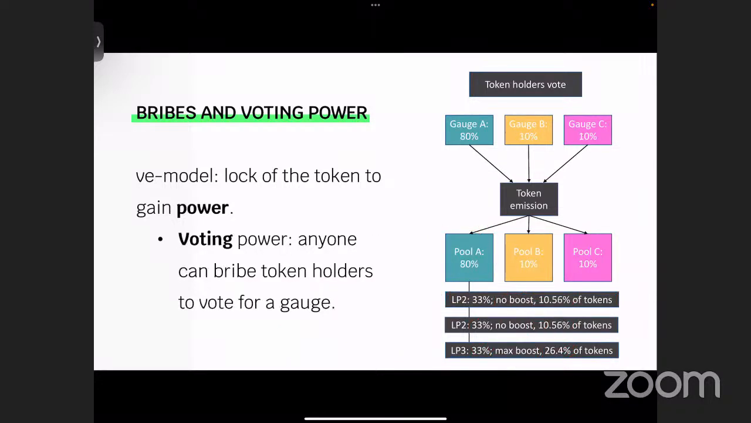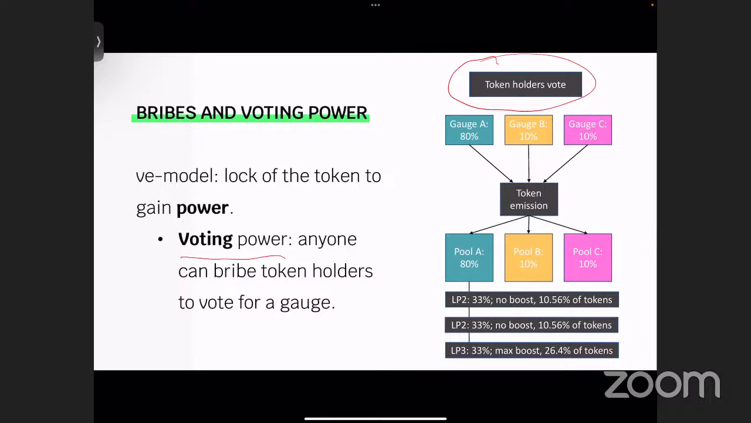Then you have the voting power. The idea of the voting power is that, of course, the more tokens you have, the more power you have. But what is interesting for us is that people can actually accept bribes. So you can basically corrupt people with voting power. Like in democracy, you can corrupt people to vote for you.